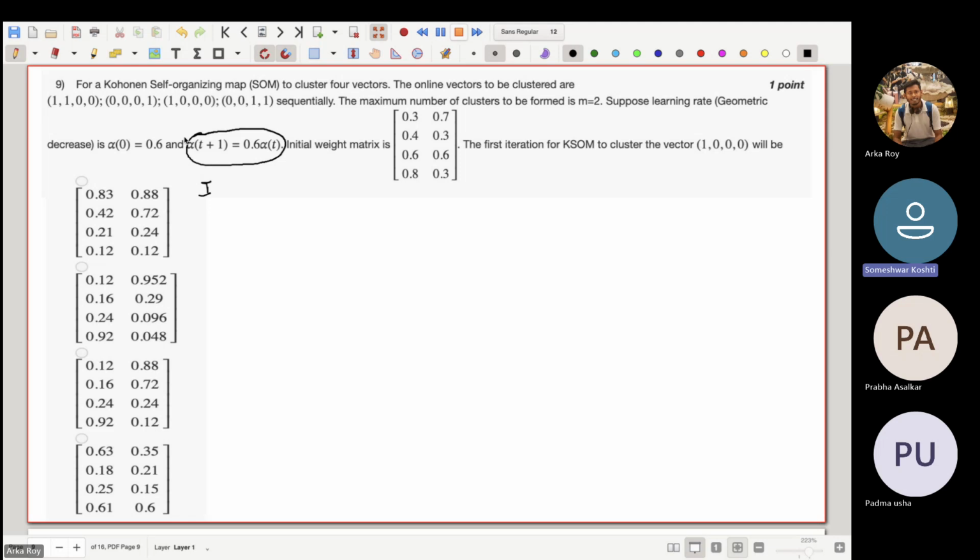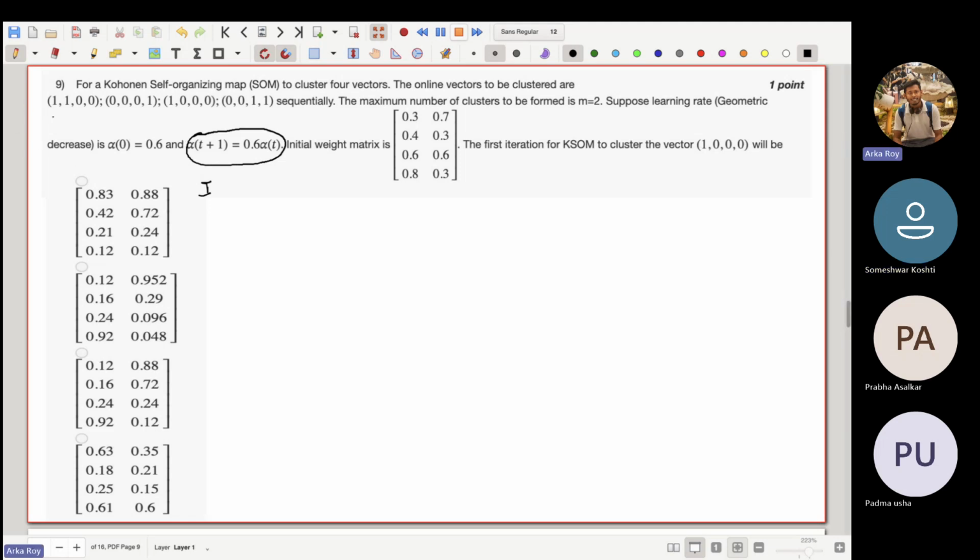Then the third sequential vector comes, 1000, which is what is being asked here. If we give that as an input vector, 1000, then the winning neuron is again neuron number 2. We update the weight matrix for that particular neuron, which comes to 0.952, 0.288, 0.096, 0.048. And fortunately, after this iteration, the weight matrix that we have matches with the second option. That is how I selected that option, and it has come out correct.